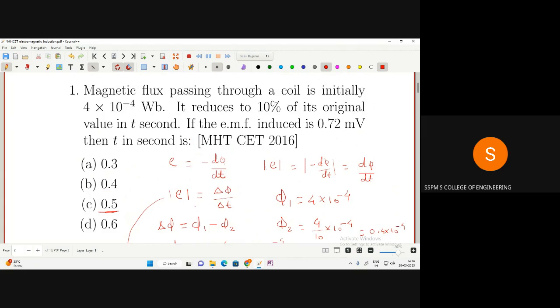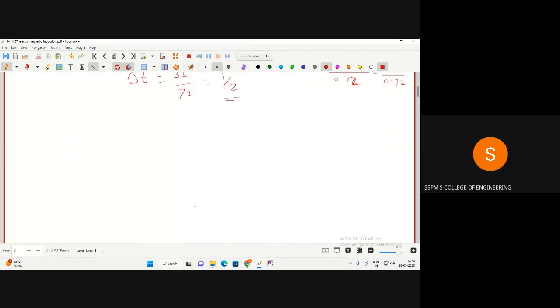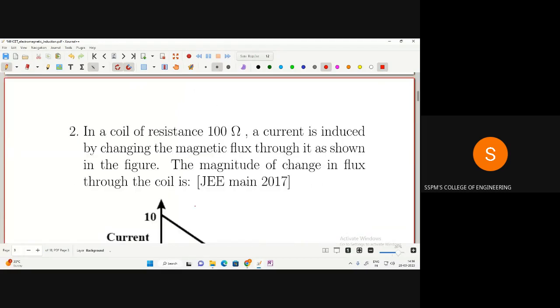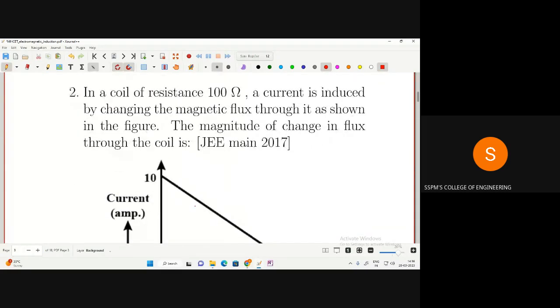This example is based on Faraday's law, and you know Faraday's law states that the rate of change of magnetic flux gives the EMF induced in the coil. If you know the EMF equation, then you may solve this example. Now let us move to the next example.